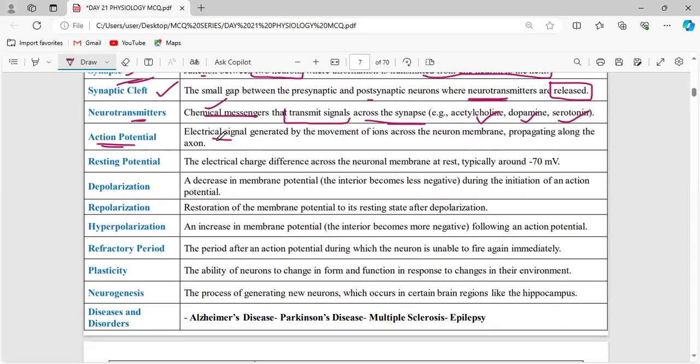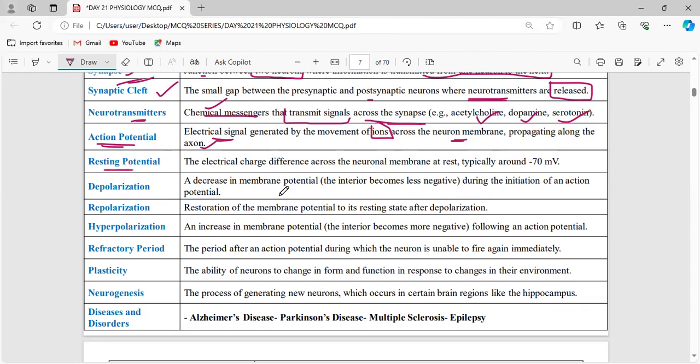That will be an electrical signal generated by the ions. When ions are moving, they are generating a signal, particularly an electrical signal across the neuron membrane, propagating along the axon. When the ions are moving, it is generating an electrical signal.